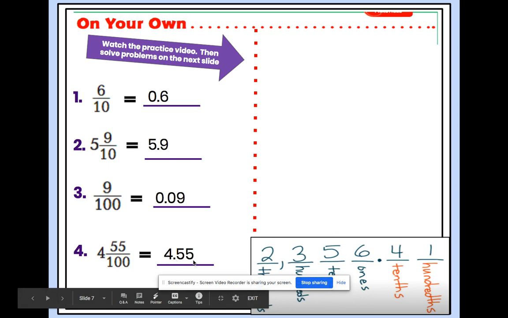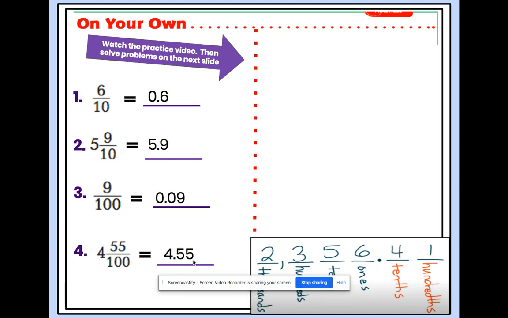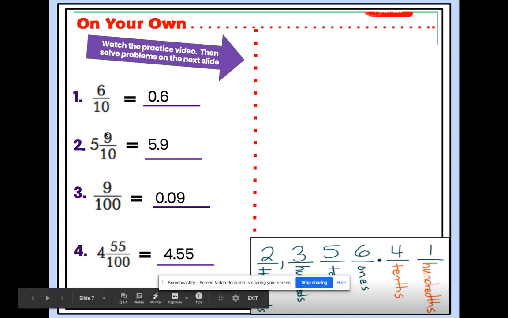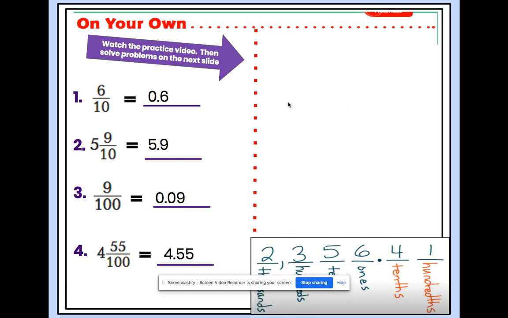55/100ths. So when you go on your own, you're going to be doing something similar. You're going to convert fractions or mixed numbers into decimals, or you're going to take the decimal and convert it back to either a fraction or a mixed number.